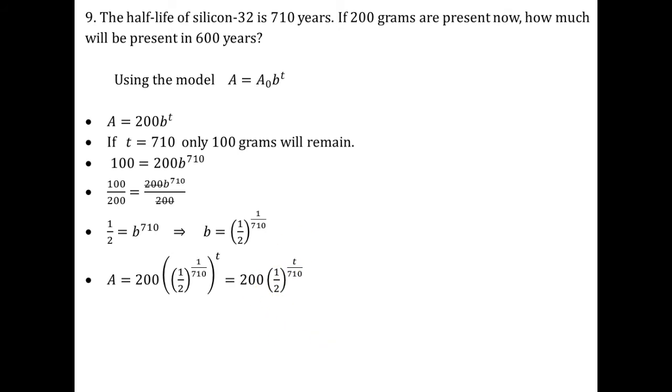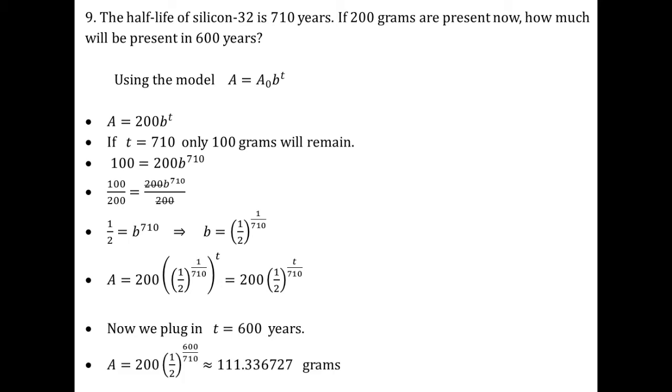We're supposed to be getting half as much after 710 years. So every multiple of 710 years, you're going to multiply by another factor of 1/2. Now, from this point forward, it's easy to answer the question. The hard part is determining the base, which tells us how this silicon-32 decays. To find out how much will be present in 600 years, we just need to plug in 600 for t. Doing that, we get approximately 111.336727 grams. Got the exact formula, exact amount, and the decimal approximate.